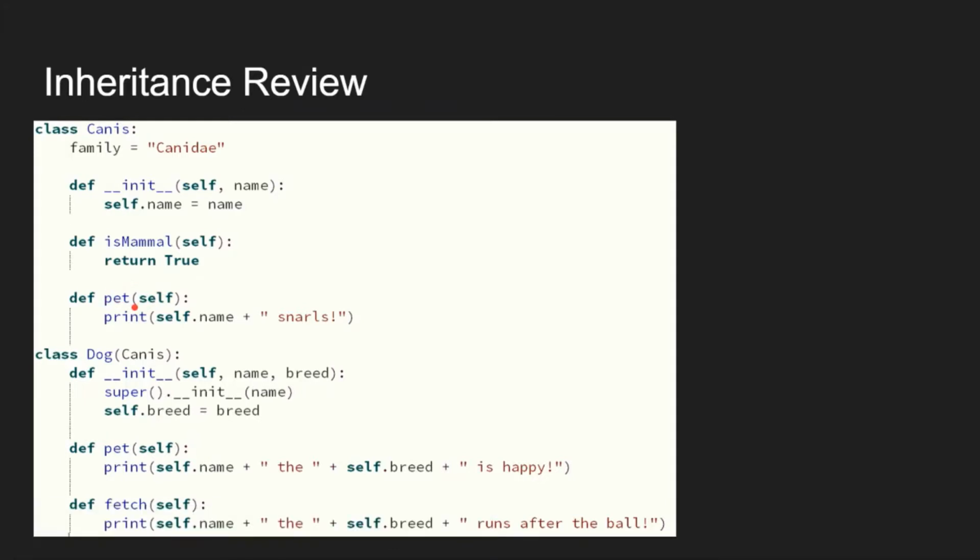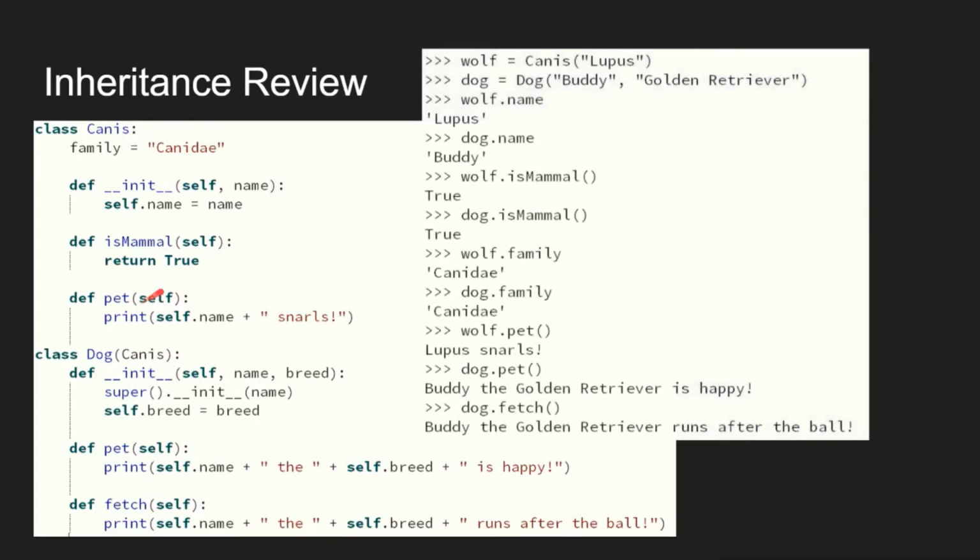Finally, we add a new method called fetch at the end. So let's just see how this all plays out. We can initialize a Canis instance in wolf, and we can initialize a Dog instance in dog. The Canis instance starts with the name property set to Lupus, and the dog is named Buddy, and it's a golden retriever. One of my family friends has a dog named Buddy, who's a golden retriever. Anyway, the name of the wolf is Lupus, and the name of the dog is Buddy.